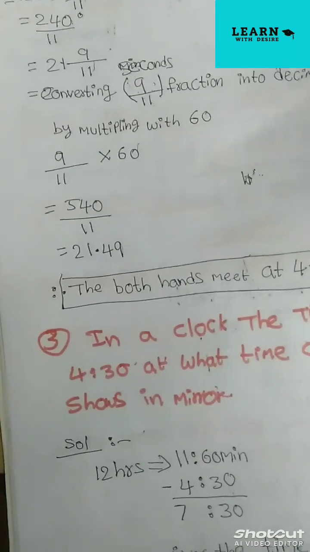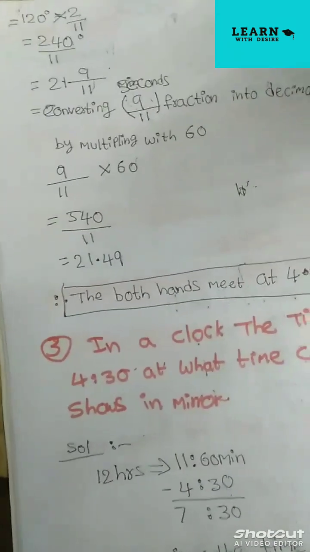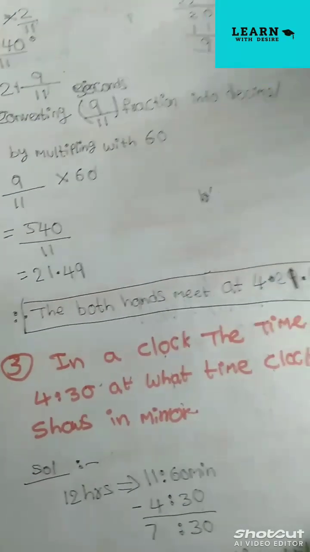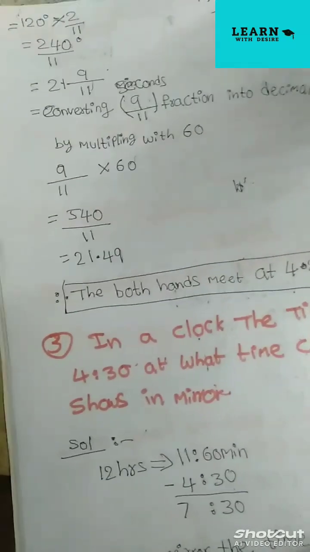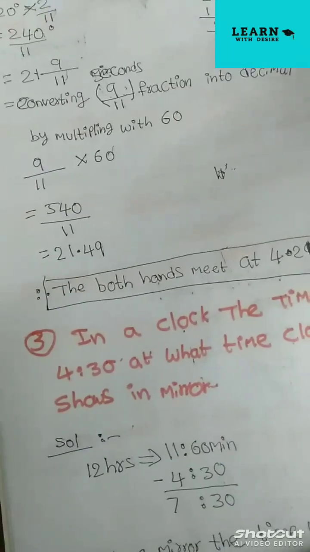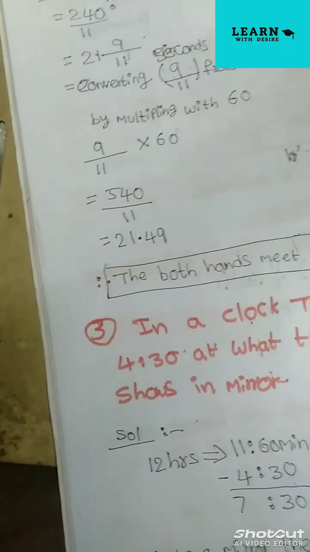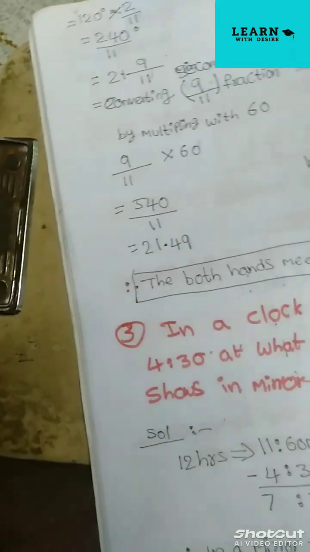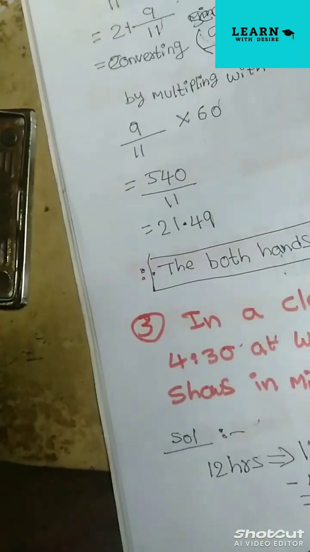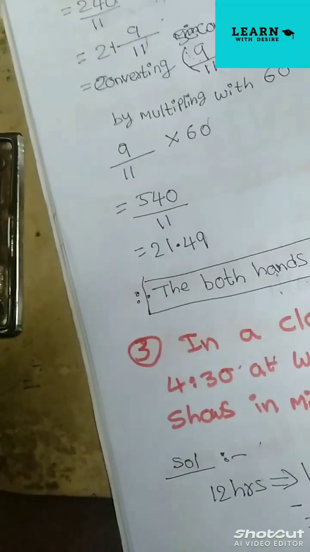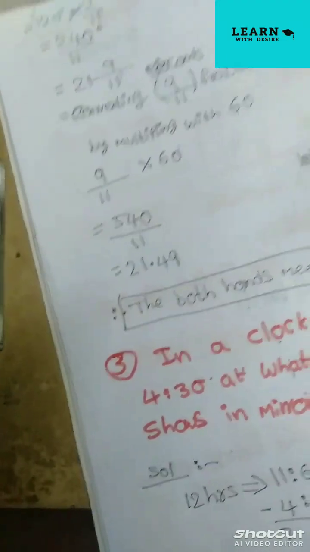Now see the third question. In the clock the time is 4:30. At what time does the clock show in the mirror? What they ask is, the time on the clock is 4:30. If we see the clock through a mirror, what time will appear in the mirror?